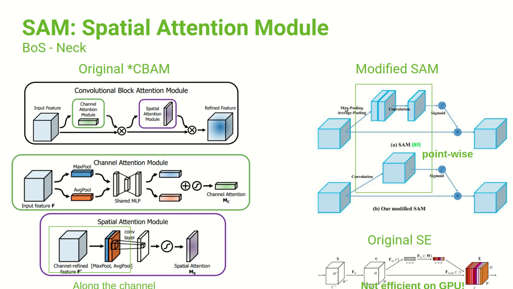Instead of using a max pool and average pool along the channel, they do a normal convolution, and then they do a point-wise element-wise multiplication, because they are not just using a single feature map. It's everything here. So they take everything into the block and do some multiplication here. That's their modification.